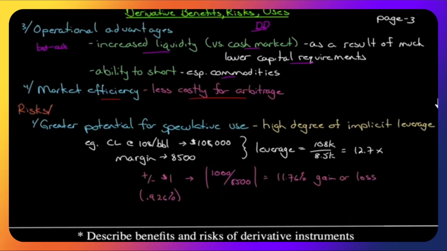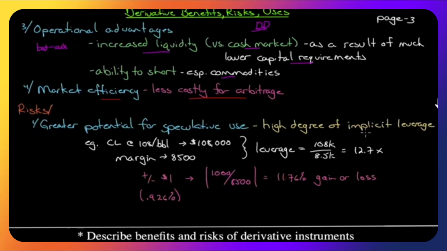Risks. Greater potential for speculative use. Well, anytime you have something that is traded, you're going to have investors, you're going to have hedgers, and you're going to have the speculators. The speculators sometimes treat the market as just one big giant casino, and this is just another table to sit at and make your bets.